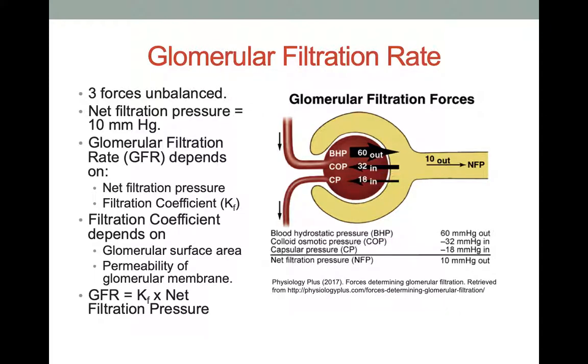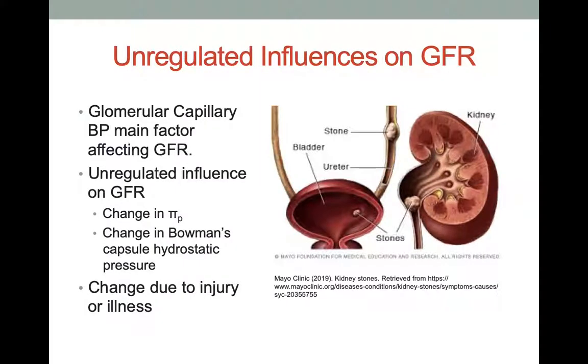This produces around 180 liters of glomerular filtrate per day for an average GFR of 125 milliliters per minute in males. That goes a little bit higher. It's 100 or a little bit lower in females, 160 liters per day and 15 milliliters per minute in females.